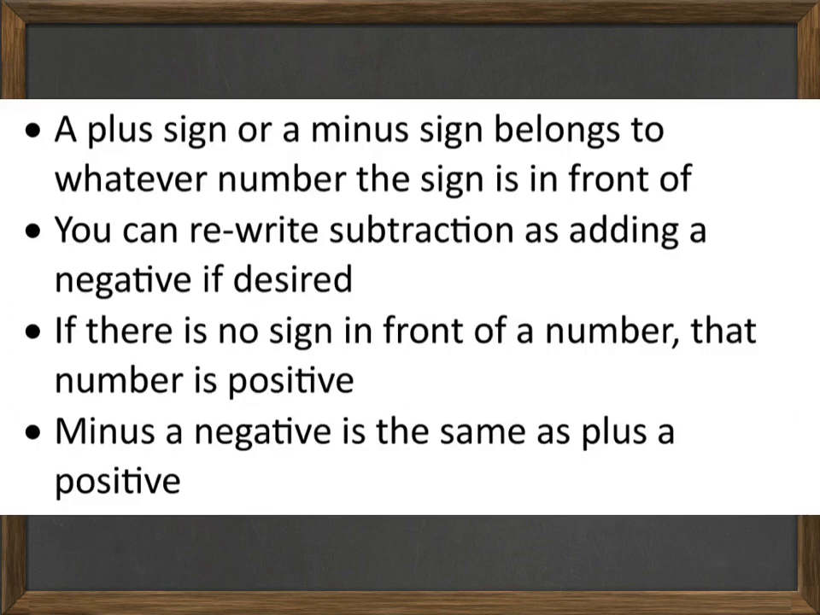Let's begin. Suppose we have a problem such as -4 plus 6. The first thing that we need to clarify is that the symbols, the plus sign or the minus sign, belong to whatever number the sign is in front of. So for example, we have a -4. The negative in front of the 4 belongs to the 4.